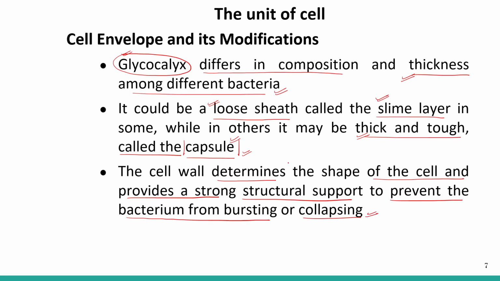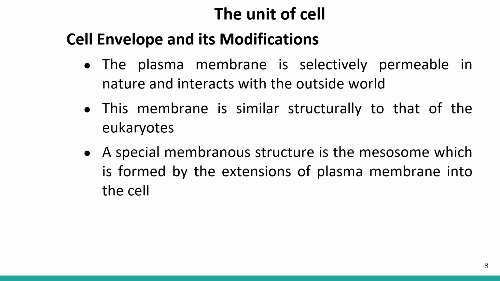So the cell wall is very, very important. It provides a certain shape to the bacteria, and it also prevents them from bursting or collapsing. The plasma membrane is selectively permeable in nature and interacts with the outside world. This is also a very important layer of the cell envelope, that is the plasma membrane.